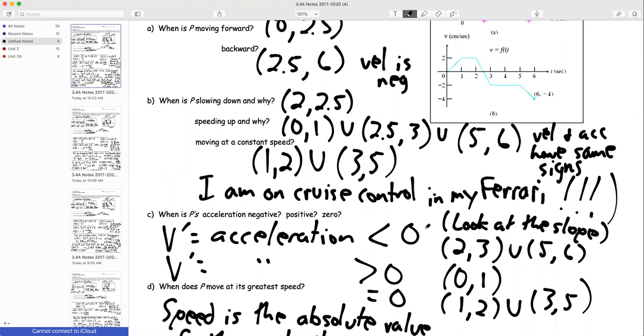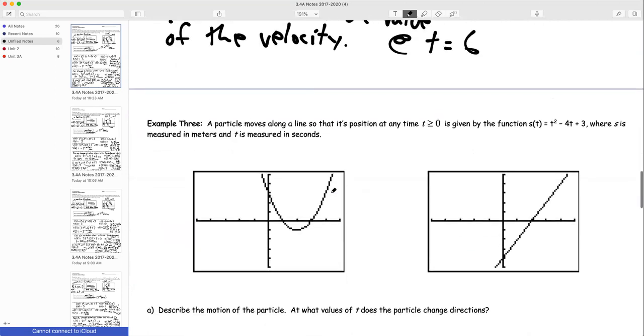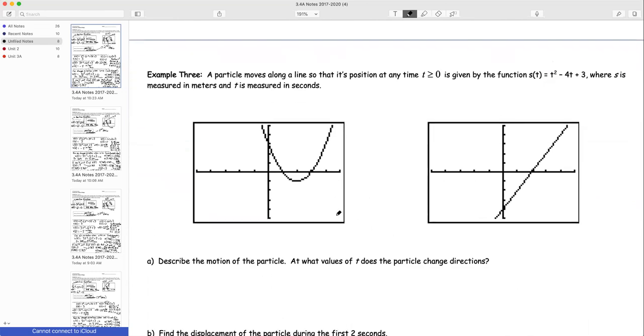All right. Gonna break on through to the other side. Here we go. Next page. A particle moves along a line so that its position at any time for t greater than or equal to 0 is given by the function s of t is equal to t squared minus 4t plus 3, where s is measured in meters and t is measured in seconds.